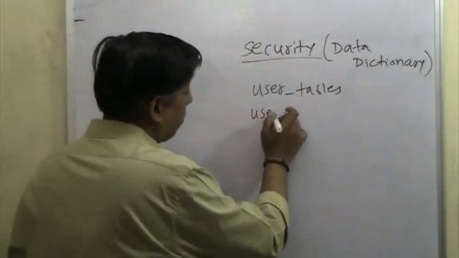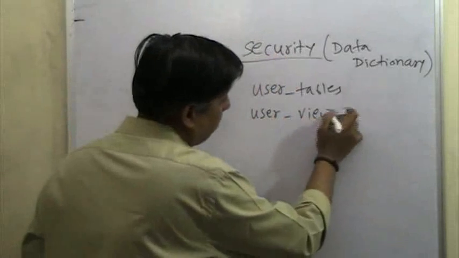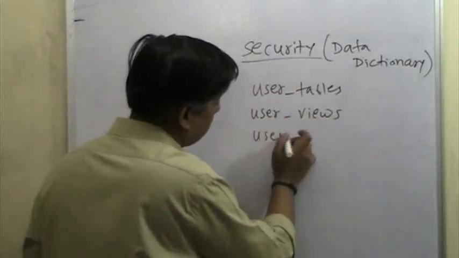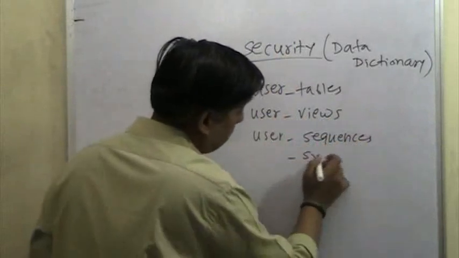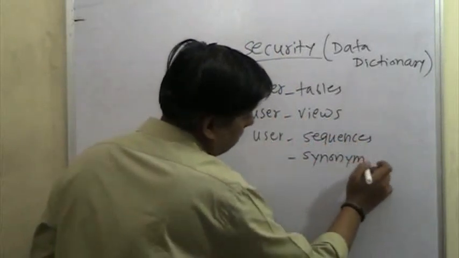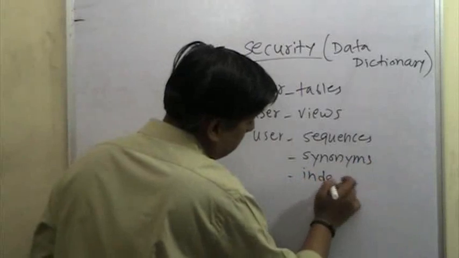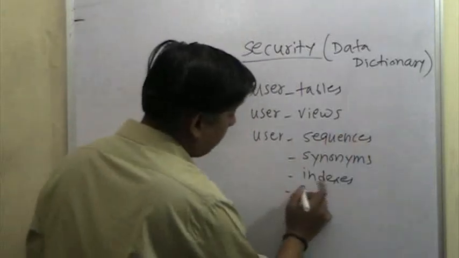Then user underscore views, information about all the views. User underscore sequences, user underscore synonyms, indexes, then constraints.